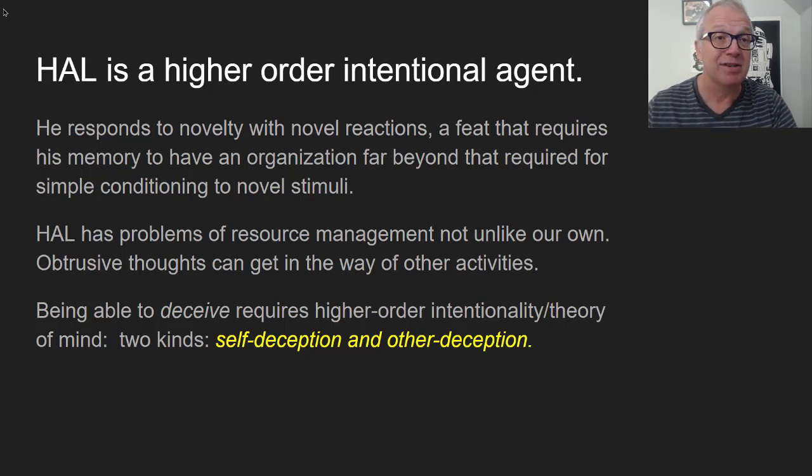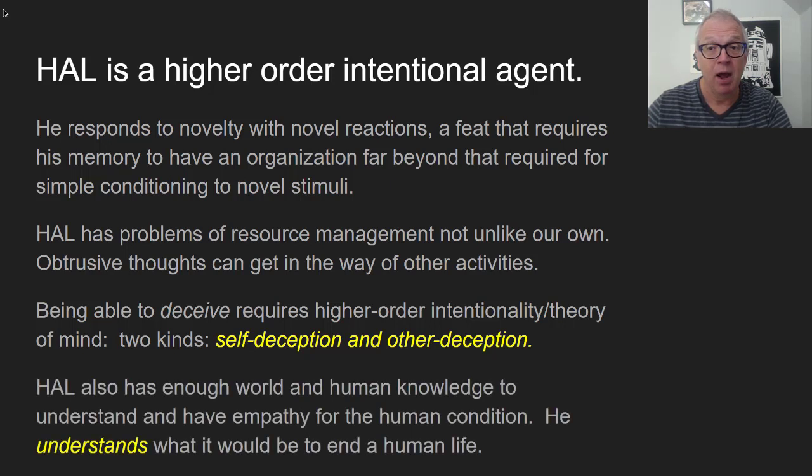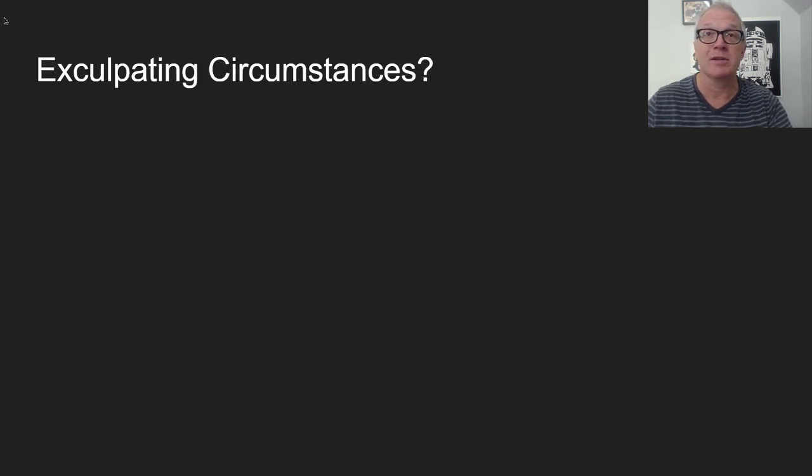And there's two kinds here. There's self-deception and other deception. And pretty clearly he deceives them in the story. HAL also has enough world and human knowledge to understand and have empathy for the human condition. He understands what it would be to end a human life, by extension of having this theory of mind. So Dennett's suggestion here is that HAL has more of the components that are needed in order to cross this line. So could there be some exculpating circumstances?